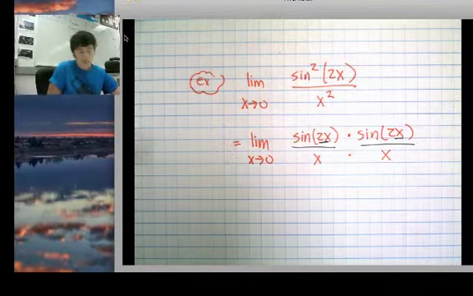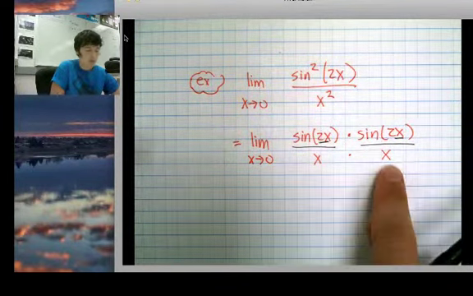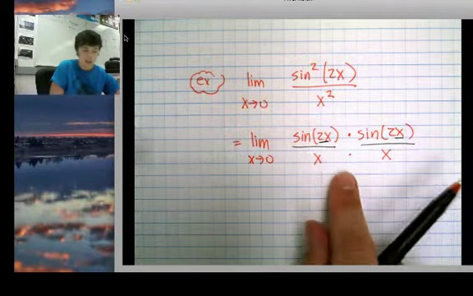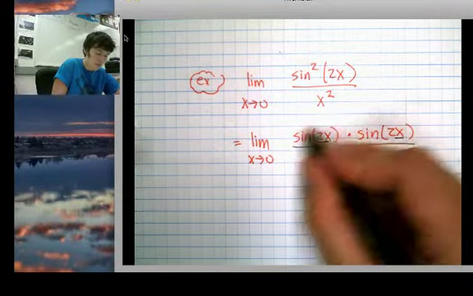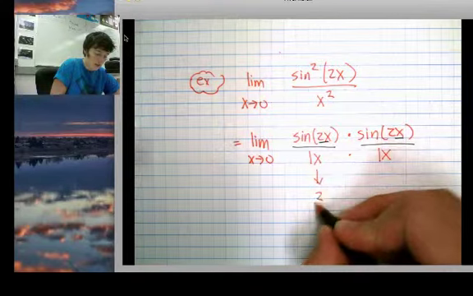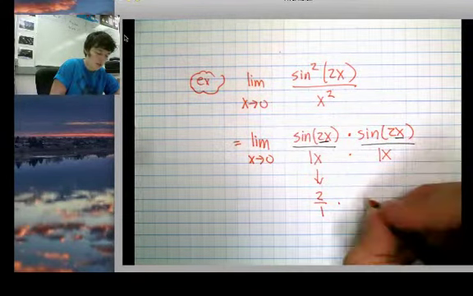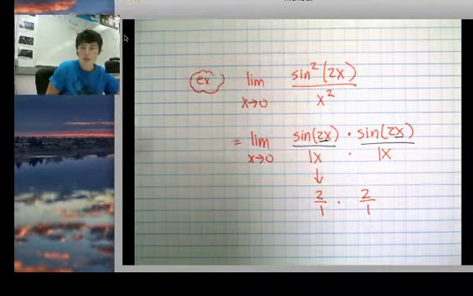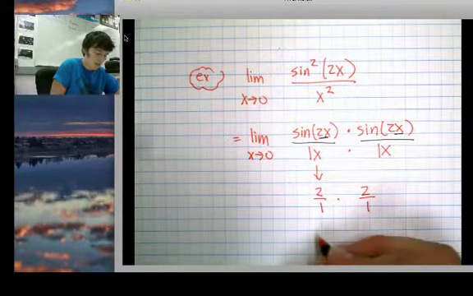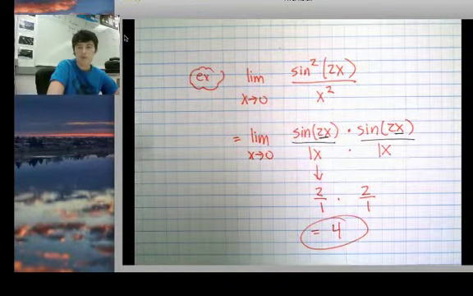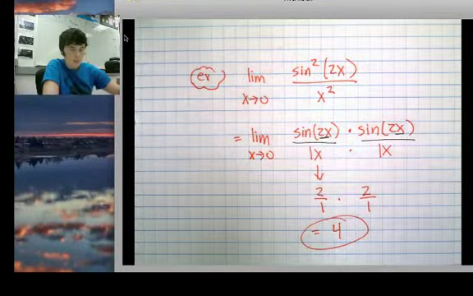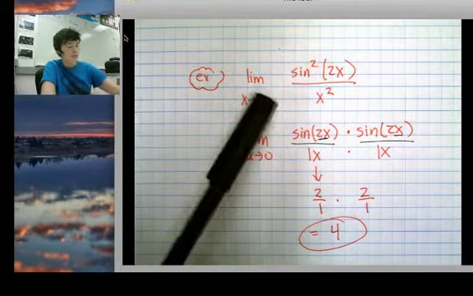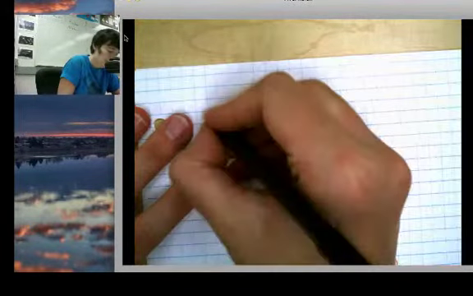So what we really have here is we've got two fractions being multiplied. They're both kingpins. This is a 1x and this is a 1x. So this kingpin is 2 over 1. This kingpin is 2 over 1. And 2 times 2 is 4, so my answer to this problem is 4. And I got it. So that's kind of a typical problem, something with a sine squared. Another typical problem would be something like this example.